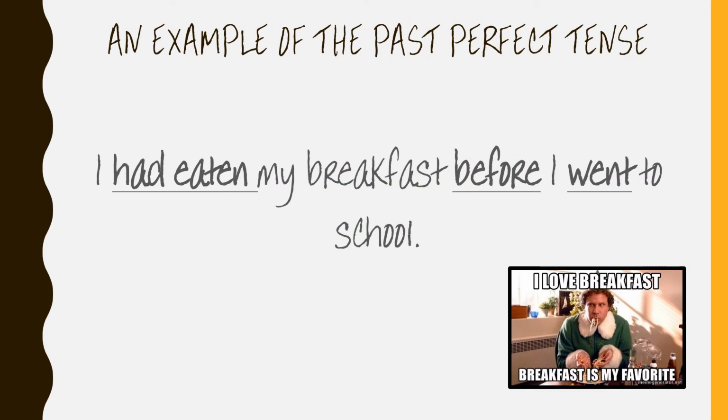So we've got here, I had eaten my breakfast before I went to school. Remember, in the last slide we talked about how in the past perfect tense you've got two verbs that are perfect and complete. The two verbs we've got are eaten, which is complete because it's finished, and went. Both verbs have been done. The word before gives it away that there are two actions going on. I had eaten my breakfast before I went to school.